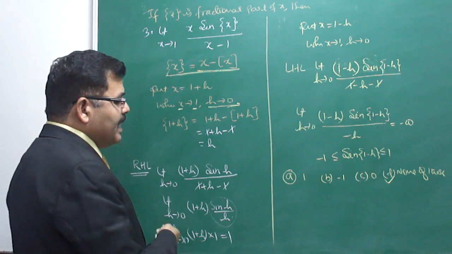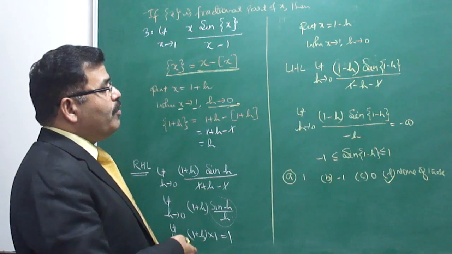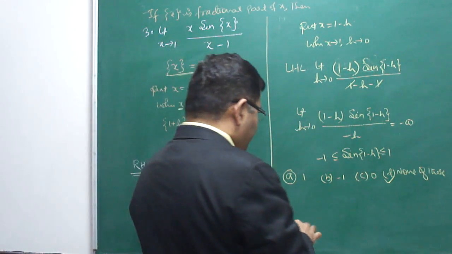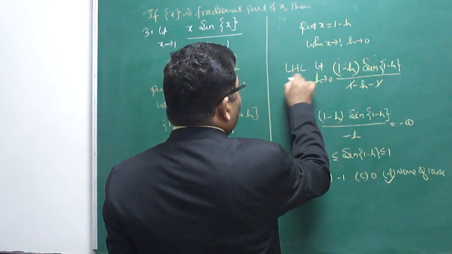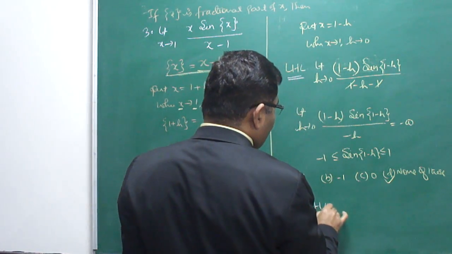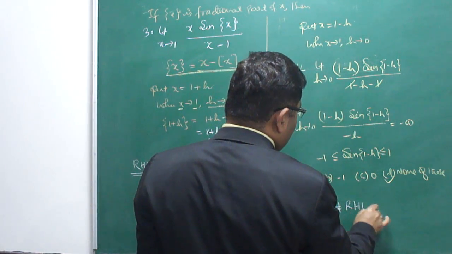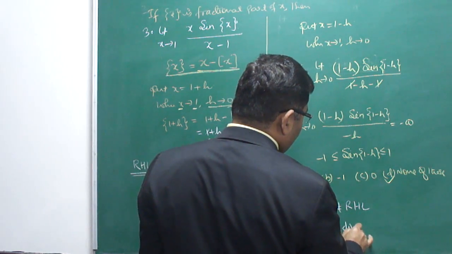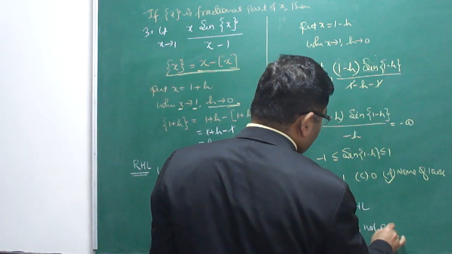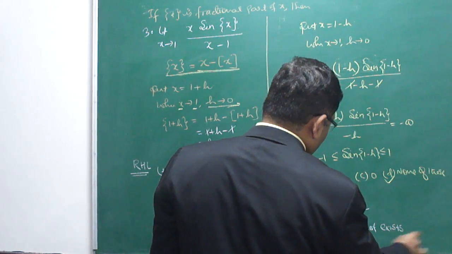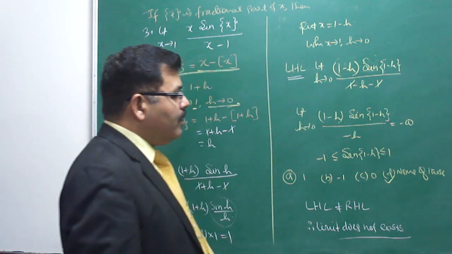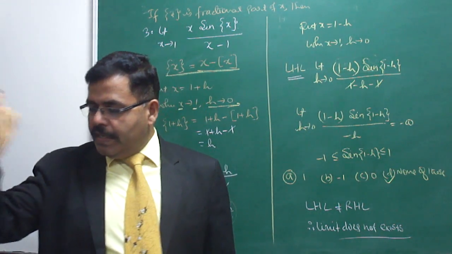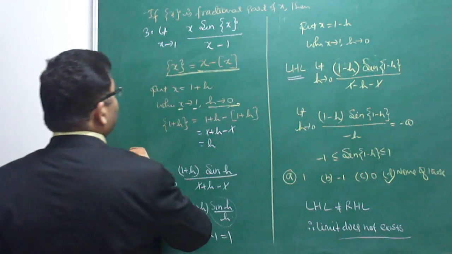The right hand limit exists and is equal to 1, but the left hand limit does not exist, and therefore what is the answer? The answer is the limit does not exist. Here LHL is not equal to RHL, and therefore the limit does not exist. Right? So you got it? Okay, now let us do some other question.